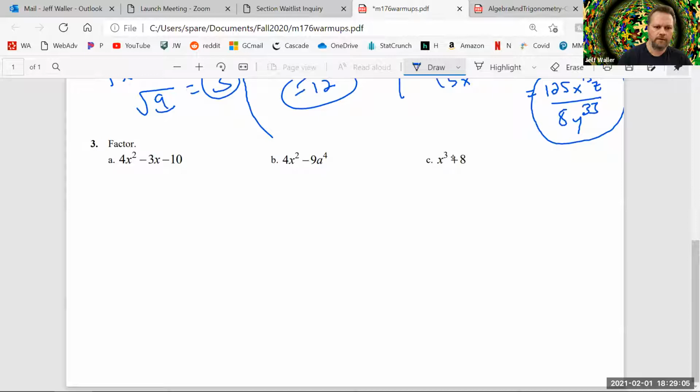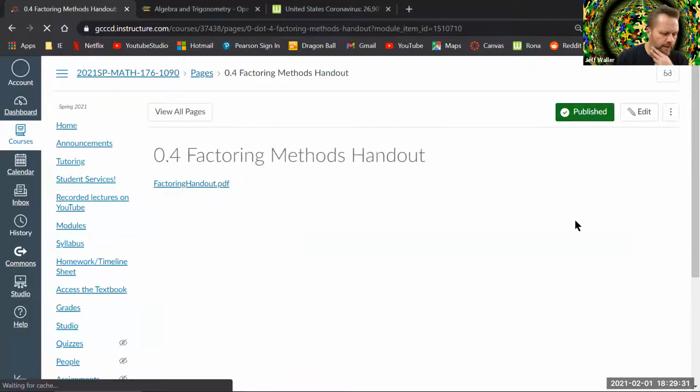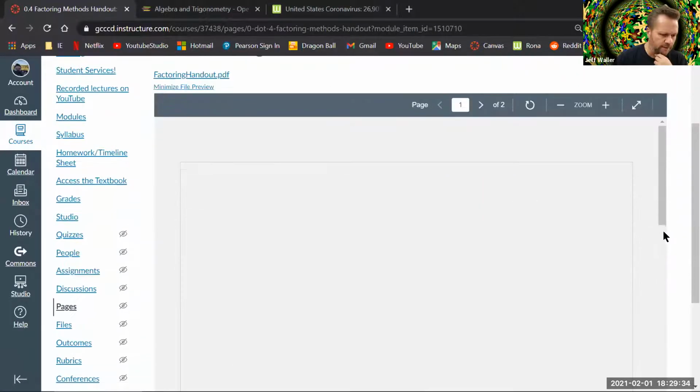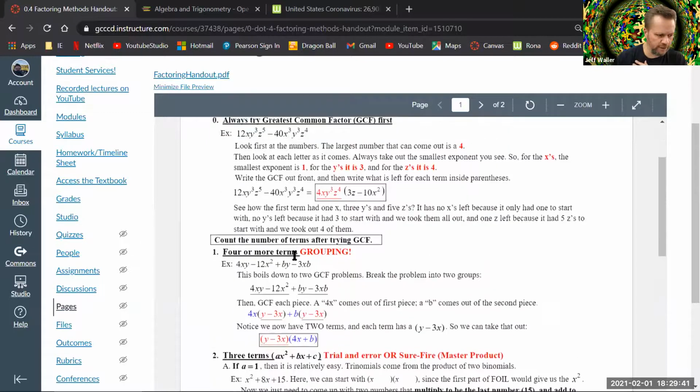All right. Factoring. Let me show you guys something. I think I showed you this real quick earlier. I have put up on Canvas, on the internet, a handout called Factoring Methods. And I love this handout. When you first look at it, it seems a little overwhelming, but notice the top is a quick reference guide, and then it goes over each thing in depth.